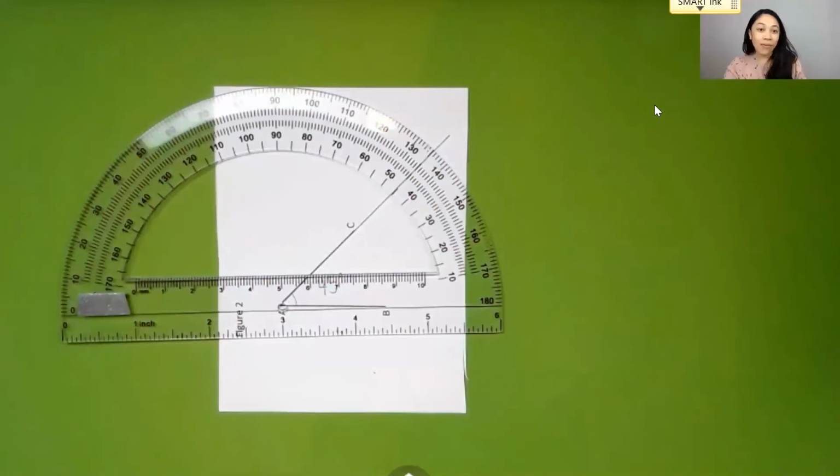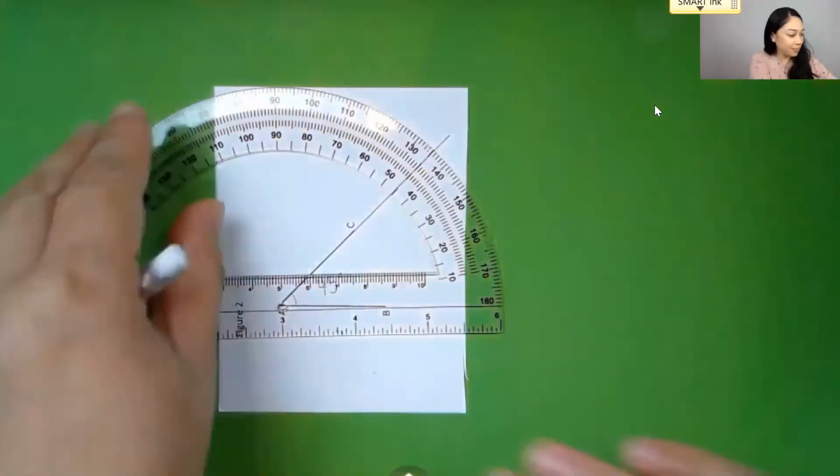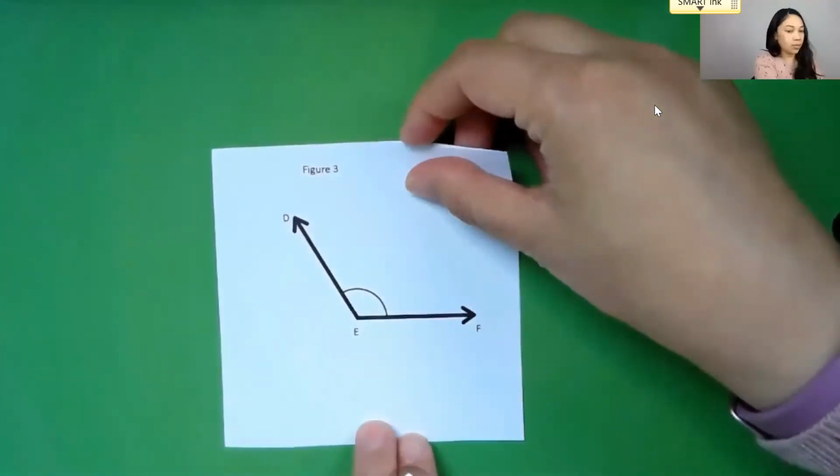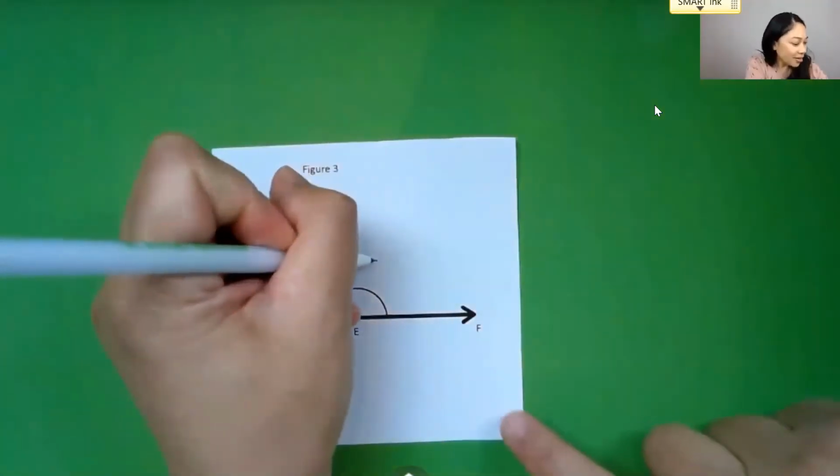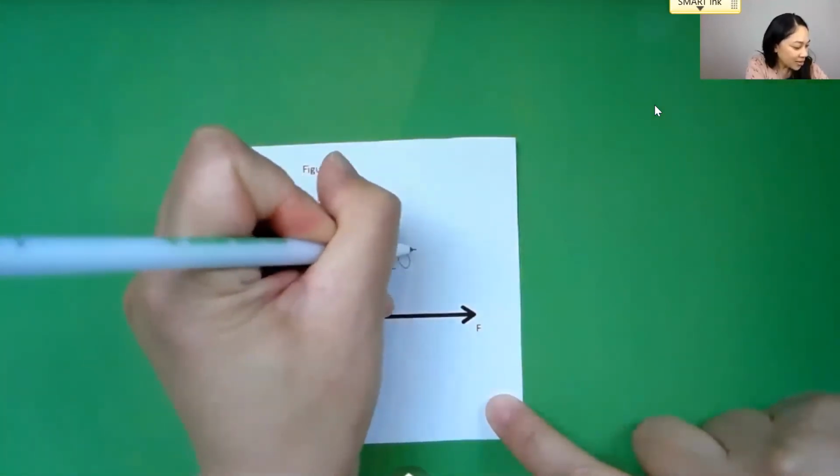Let's now look at figure 3. Pause the video here to measure angle DEF with your circular protractor and then with your 180-degree protractor. We'll compare our findings when you return. What did you notice? Both the circular protractor and 180-degree protractor measure 120 degrees.